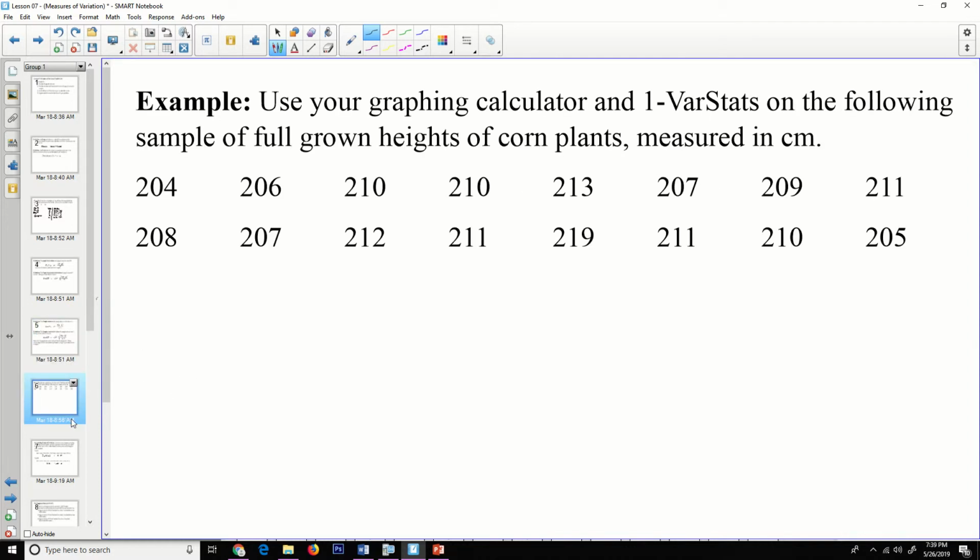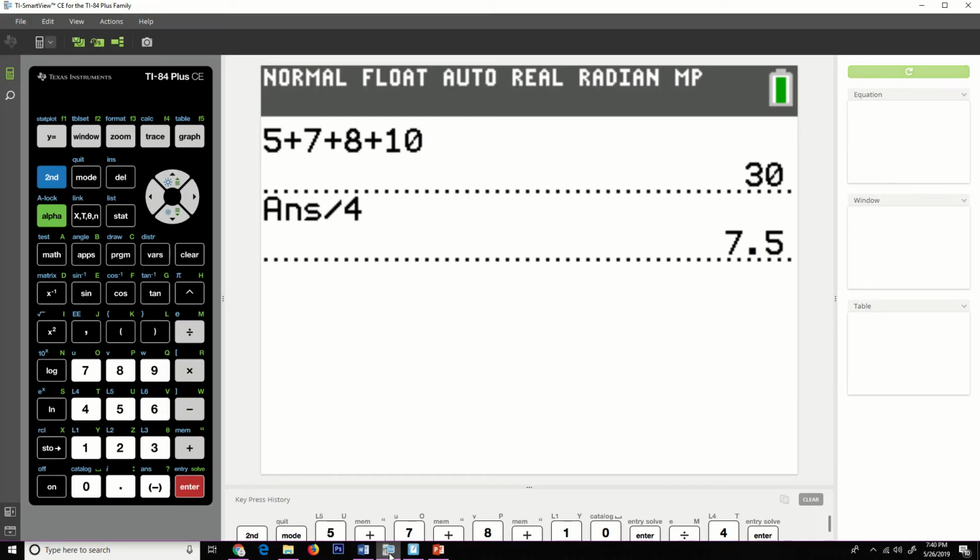All right, so let's move on here. Use your graphing calculator and the one-variable stats on the following sample of full-grown heights of corn plants measured in centimeters. We're going to grab our graphing calculator, and there are a lot of things in the one-variable stats, so it's worth taking the time to go through and see all of them.